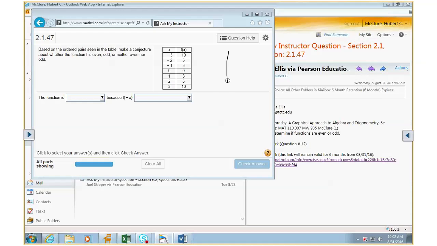So you got a halfway decent graph here. Negative 3, positive 10. No coughing. Negative 2, positive 5. Negative 1, positive 3. That's like a parabola. 0, 0. 1 and 3. 2 and 5. And 3 and 10. Yep, it's a parabola.